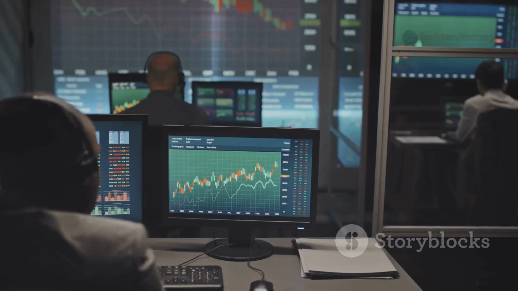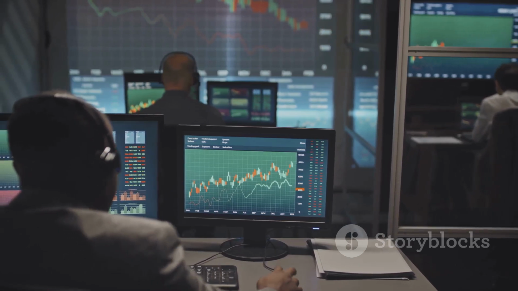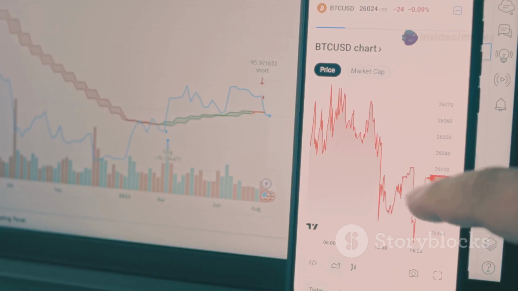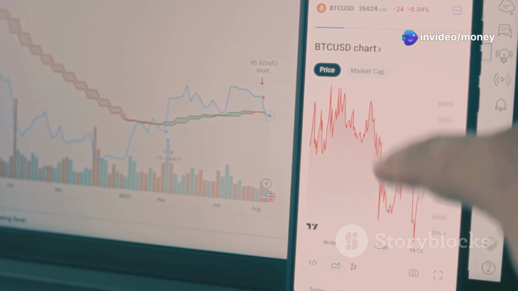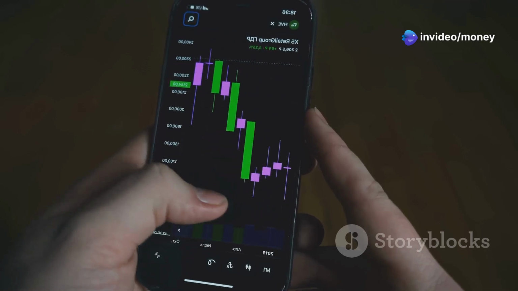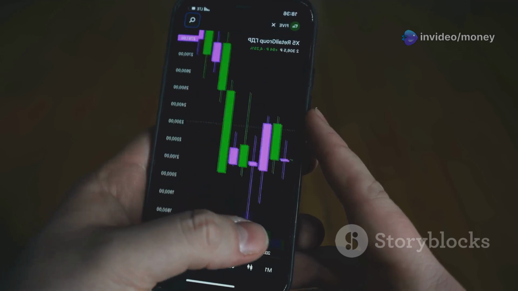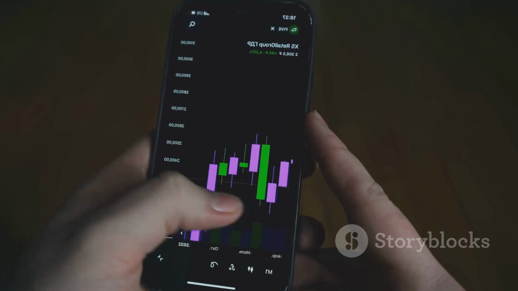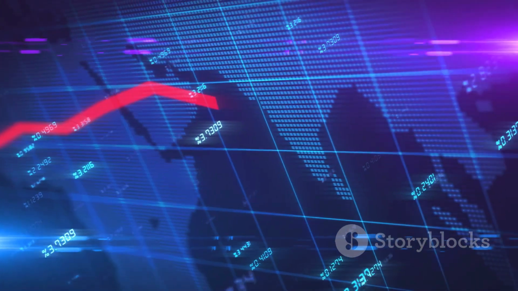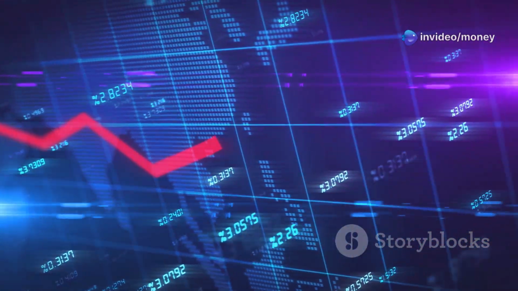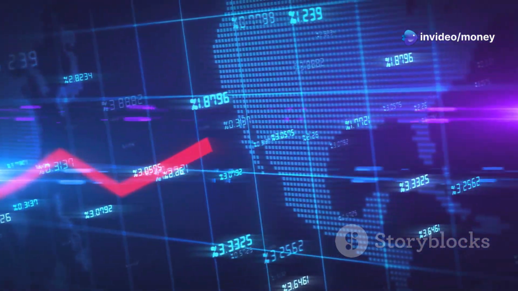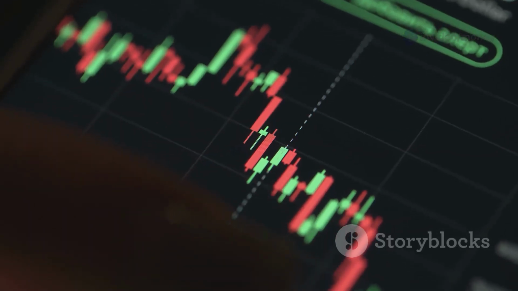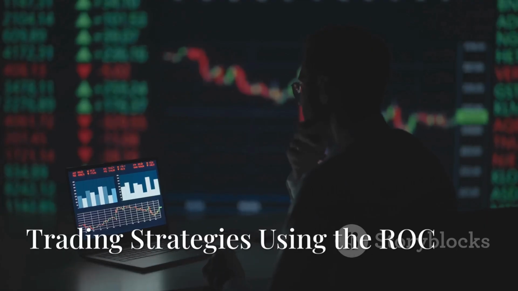These zero-line crossovers are one of the most common ways traders use the ROC. Furthermore, pay attention to how the ROC behaves at these extreme overbought or oversold levels. If the ROC hits an extreme positive level and then starts to turn down, even if it's still above zero, it can be an early warning of weakening bullish momentum. Likewise, if it hits an extreme negative level and then starts to turn up, even while still below zero, it can signal weakening bearish momentum. These subtle shifts can provide valuable early clues.